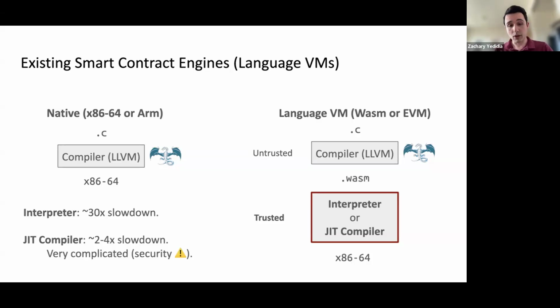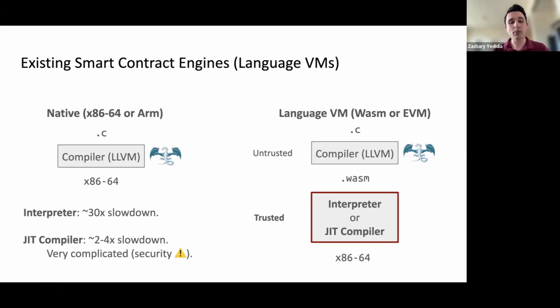But they have a really large slowdown factor because they're manually executing each instruction in the program and simulating this abstract machine. A JIT compiler, on the other hand, is going to compile these instructions directly to machine code, but you're still going to get some slowdown.